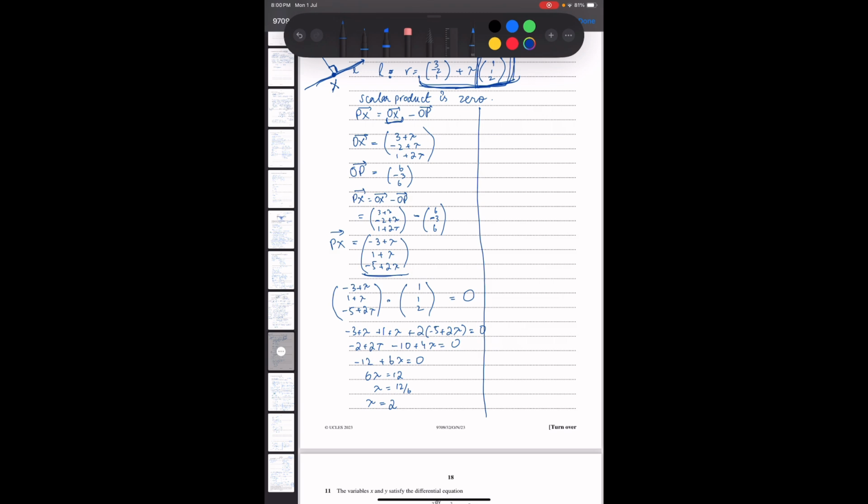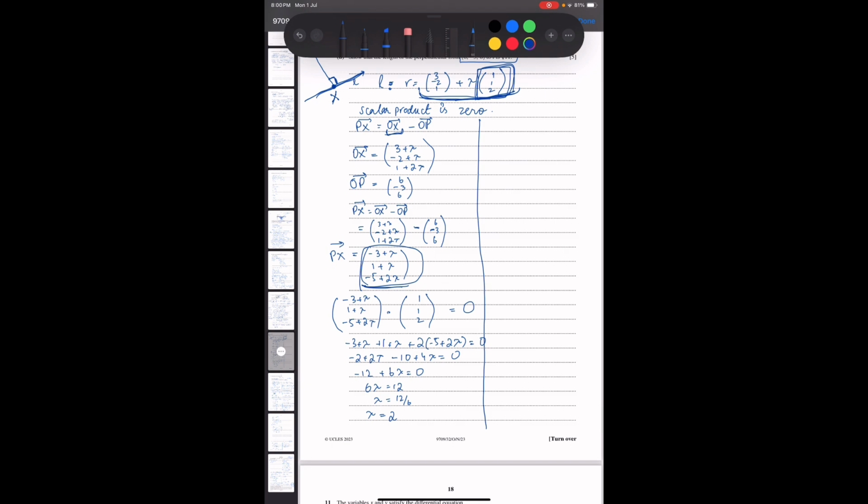Now we got the value of lambda and we are going to put it in this equation so that we find the vector Px and then we'll find the magnitude. So Px vector will be equal to, now instead of lambda I'm going to put 2. Minus 3 plus 2, 1 plus 2, minus 5 plus 2 into 2, right? It becomes minus 1, 3 and minus 1.